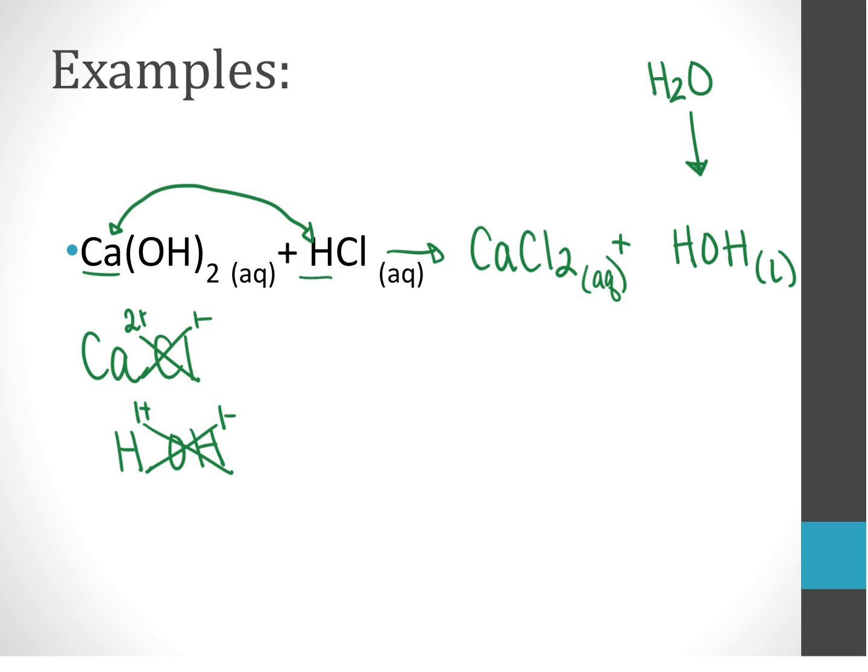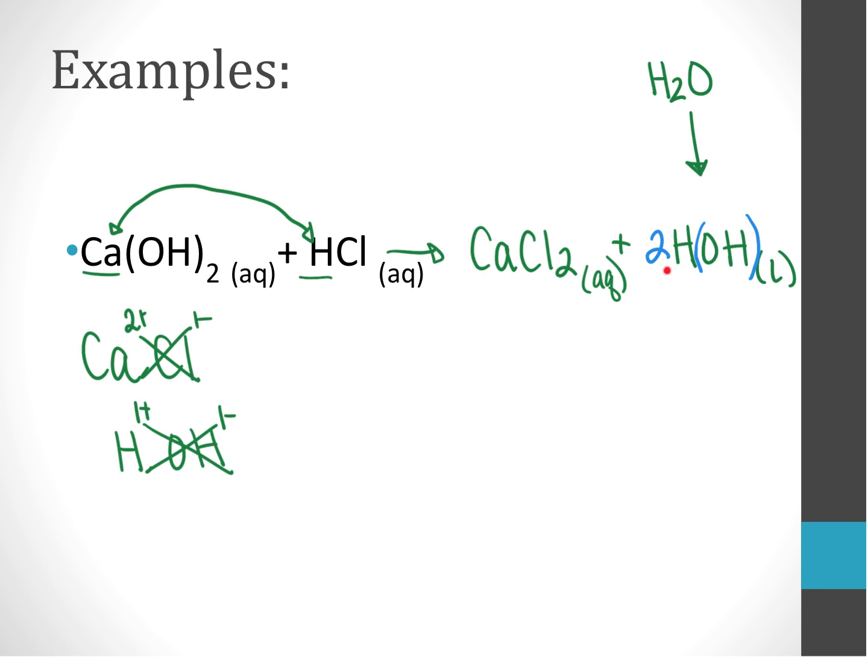I'm going to change my color so you can see what I'm doing. You can put parentheses around this OH. So when you balance, you're going to keep OH together, and that's going to make balancing a lot easier. Since that's our only polyatomic, we'll start there. How many OHs are on the left side? 2. So I'm going to put a 2 here, and this 2 distributes, so there's 2 OHs.